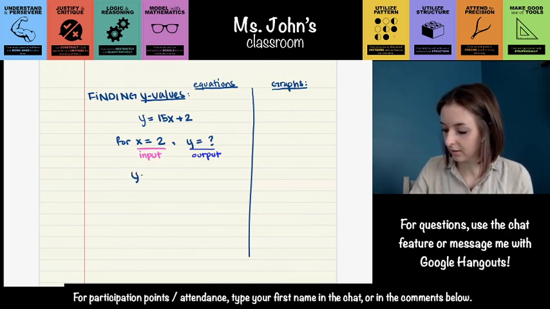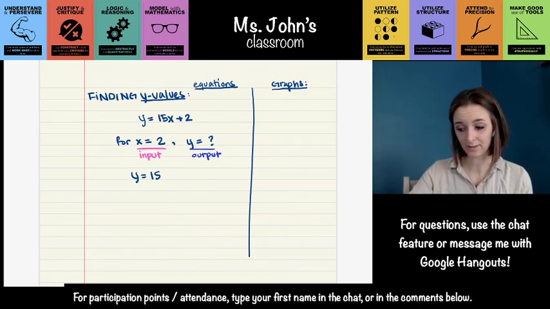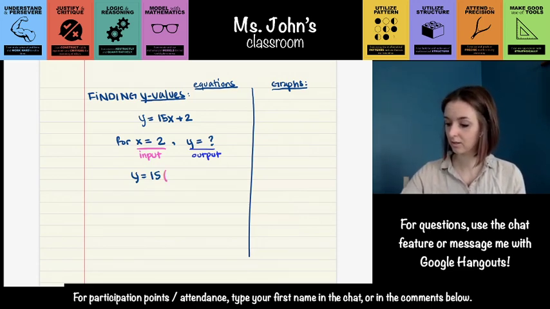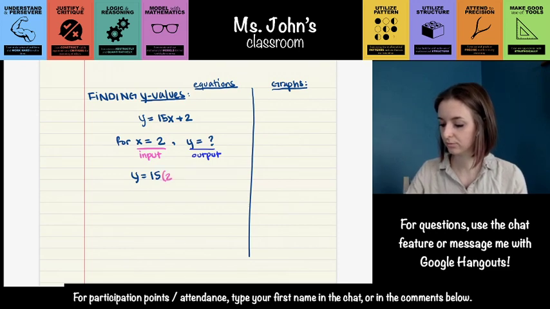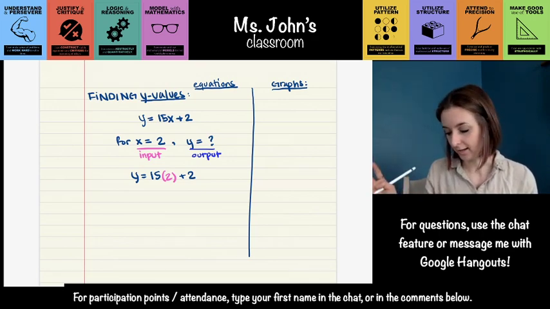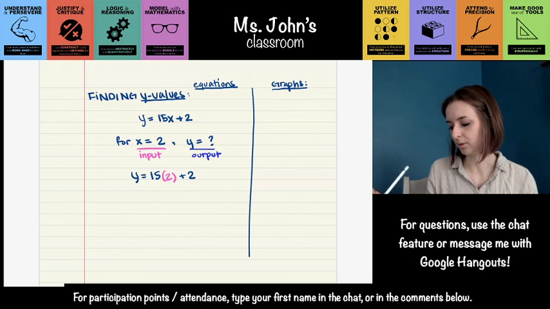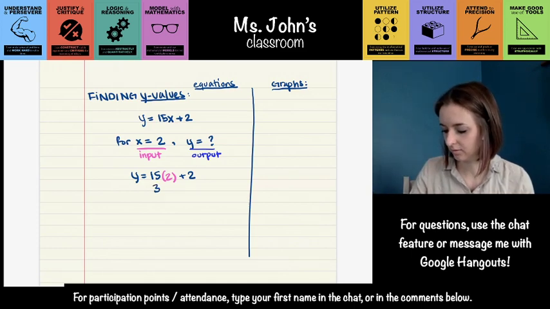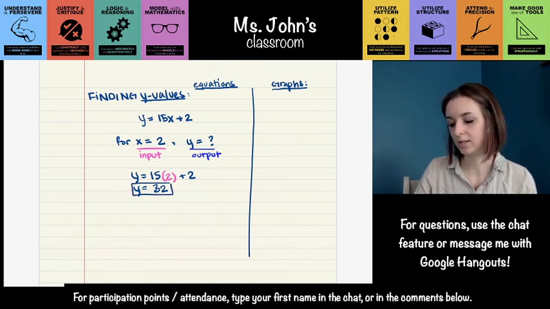You just write the equation like it already is, except you replace the x with 2, because that was our input. Then you solve that. So 15 times 2 is 30, plus 2 is 32. And that's our output. We just found a y value.